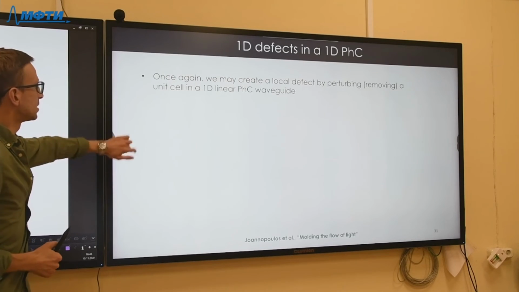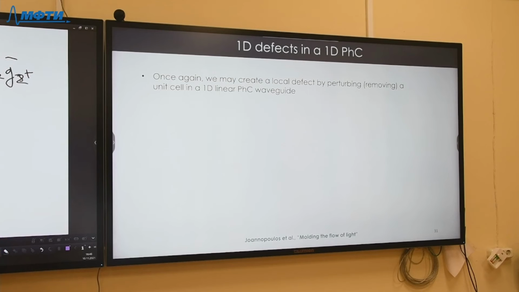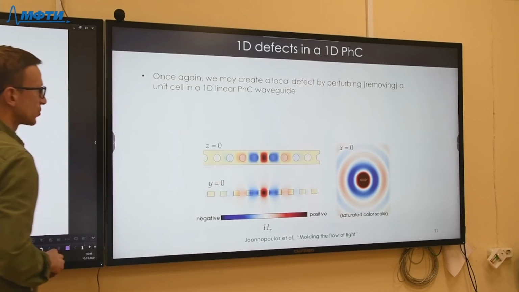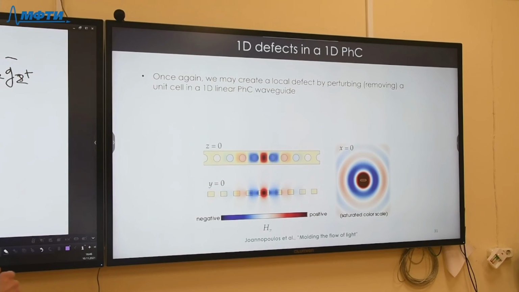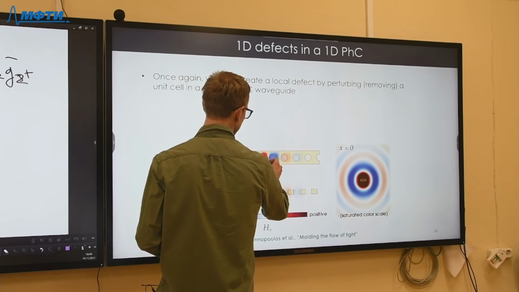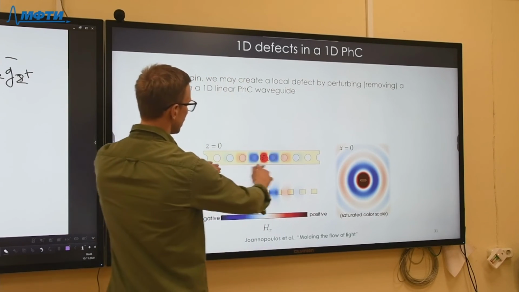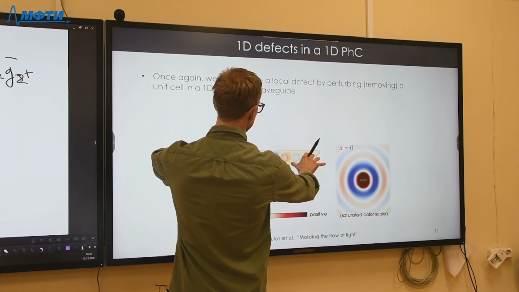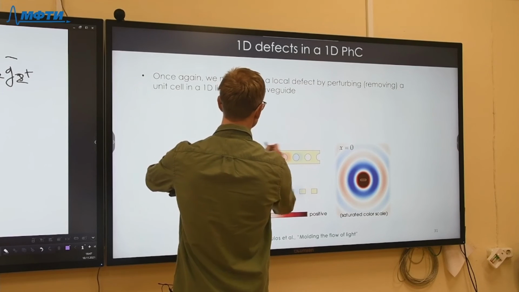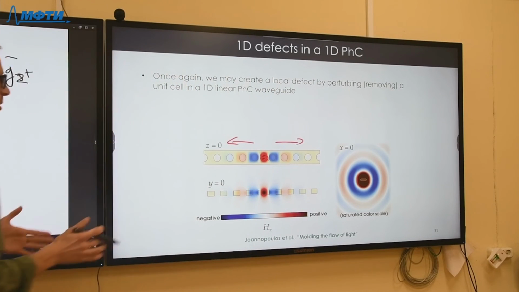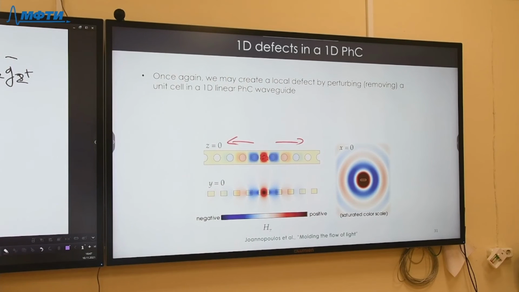All right, defects. Yeah, one last application of the hierarchy of defects. So we can start now with a 1D photonic crystal waveguide, and perturb or remove a single unit cell. For example, we can remove it, or we can split the periodic lattice in two and move them apart. That again will form a defect, and there will be a defect state localized at a defect.